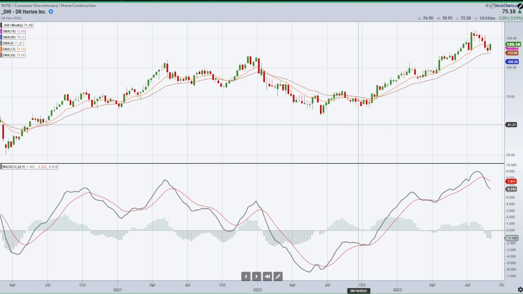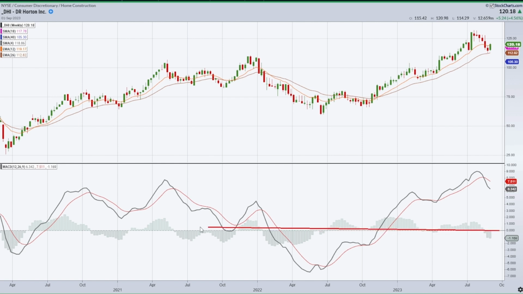Okay, so the first thing I want to do is make sure we have a clear understanding of what the zero line is. So this is the zero line here going right across the middle. And sometimes I've taken this for granted when I've done videos on the zero line. So I want to be crystal clear about this.